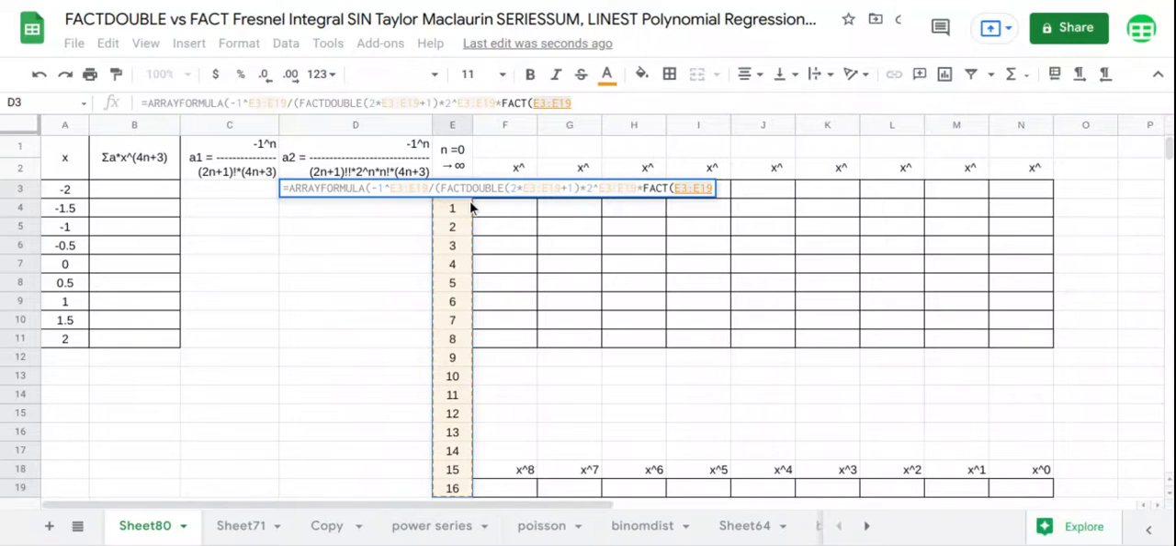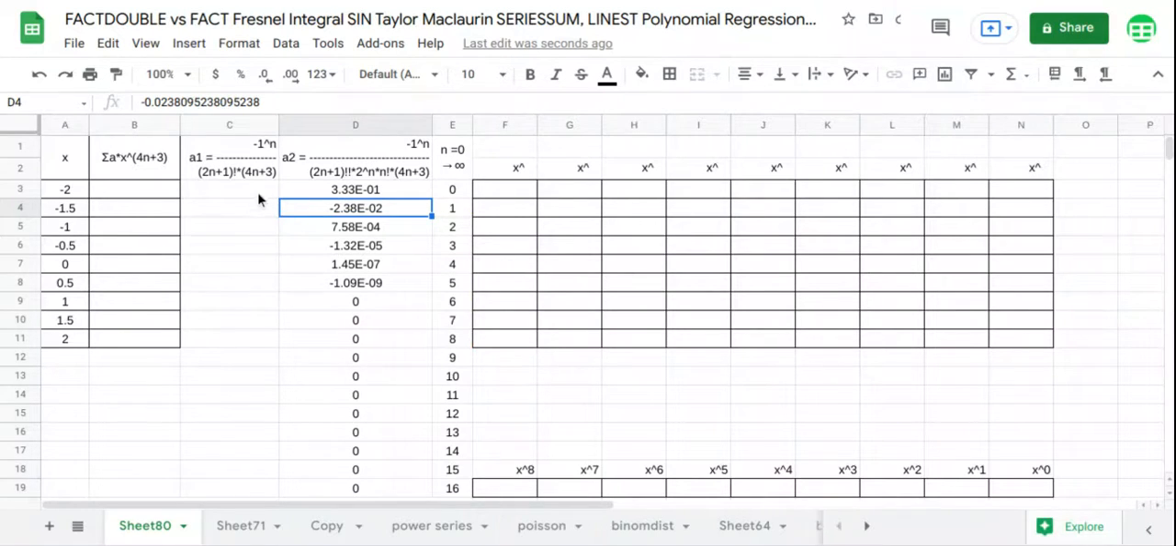And finally, the fourth part times 4n plus 3, so the quantity 4 times n plus 3, and enter.